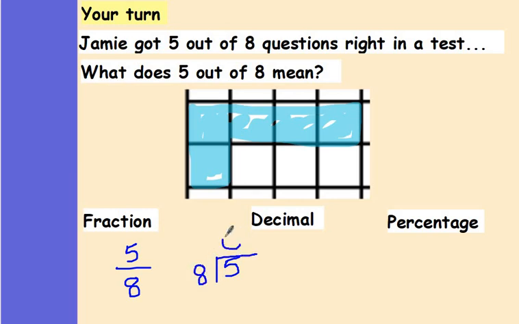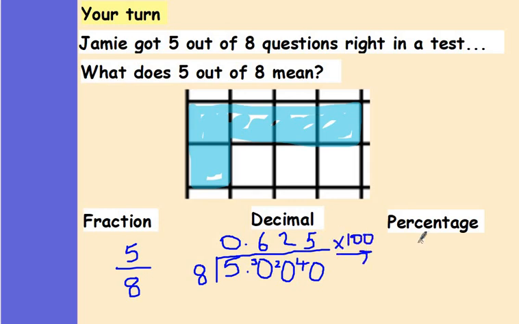8 into 5 is 0, remainder 5. 8 into 50 is 6, remainder 2. 8 into 20 is 2, remainder 4. And how many 8s are there in 40 for me, Brooke? 5. Lovely. So as a decimal, it's 0.625. To convert from a decimal to a percentage, we need to multiply by 100. So he's scored 62.5%.